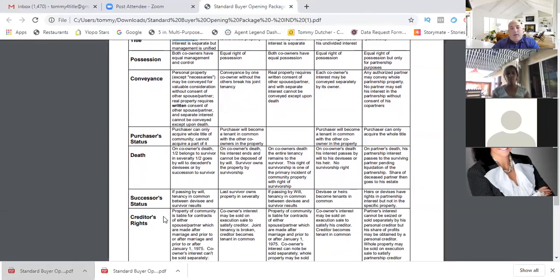If you're passing it by will, tenancy in common between devisee and survivor results, which means if she were to will her rights to the property to her daughter, now her daughter and myself have community property, okay?